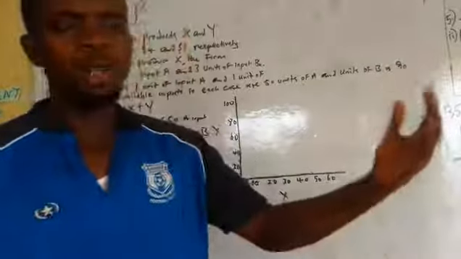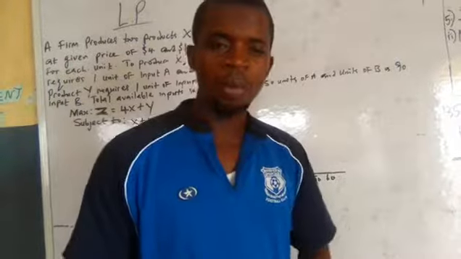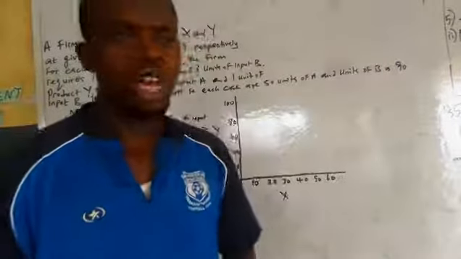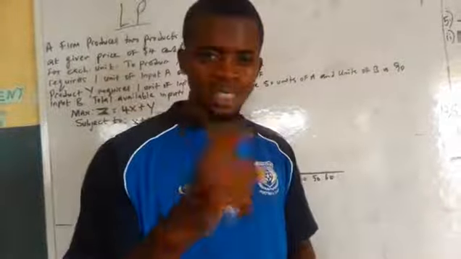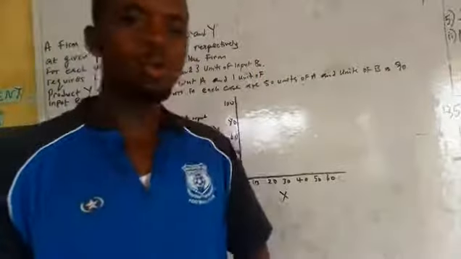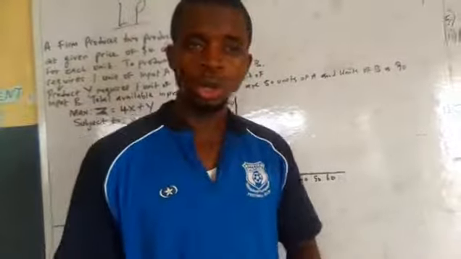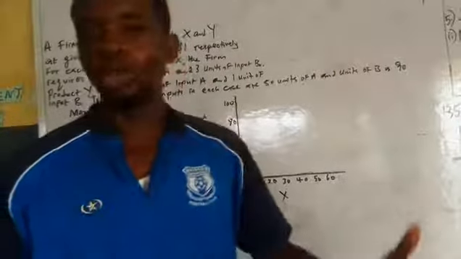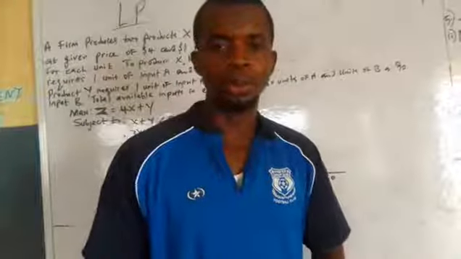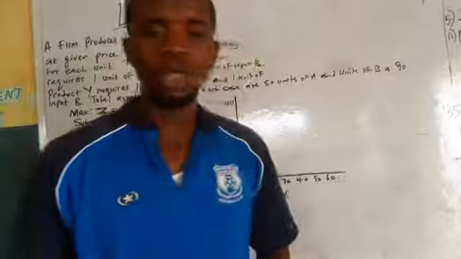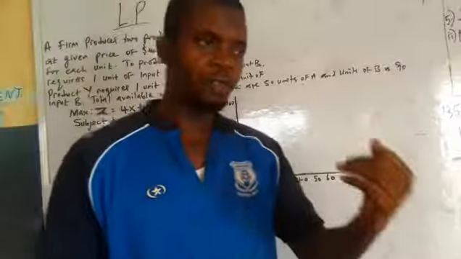Now, among the methods we can use to solve linear programming is the graphical method. If you are using the graphical method, you should note that you can only use it when you have two variables. When you have more than two variables, the graphical method is not suitable. I say it again: the graphical method is not suitable when you have more than two variables.